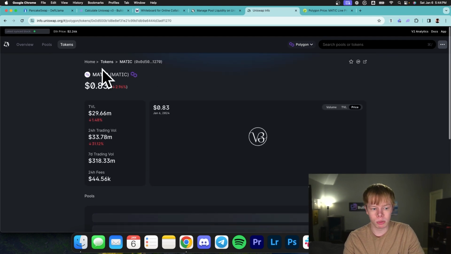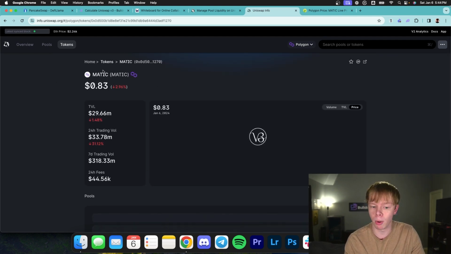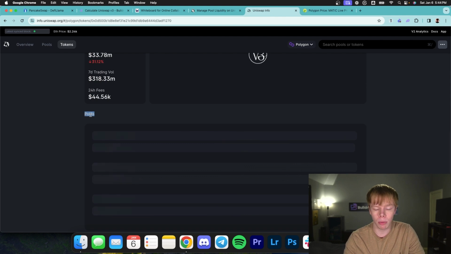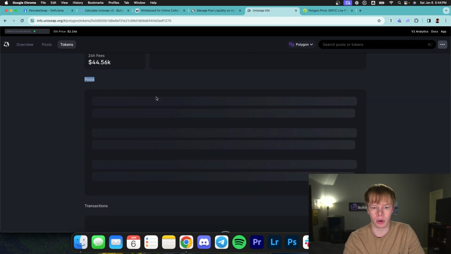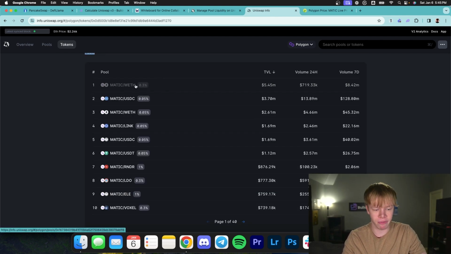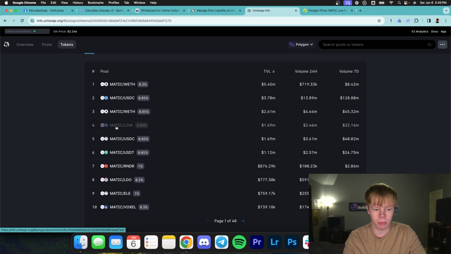Once we click on Matic, once we pull up Matic, or the token that we're bullish on, we can essentially see all the pools for that asset. Just wait for it to load up. Now, as you can see, all the pools over here have pulled up. We have Matic to Ethereum, we have Matic to USDC, another Matic to Ethereum, a Matic to Link, and all of these different pools. These are liquidity pools that we can provide liquidity for.